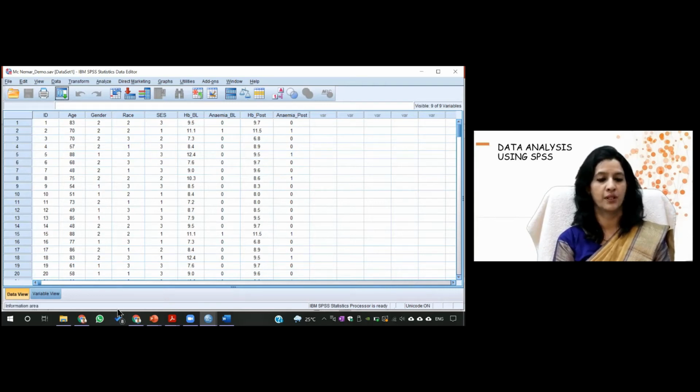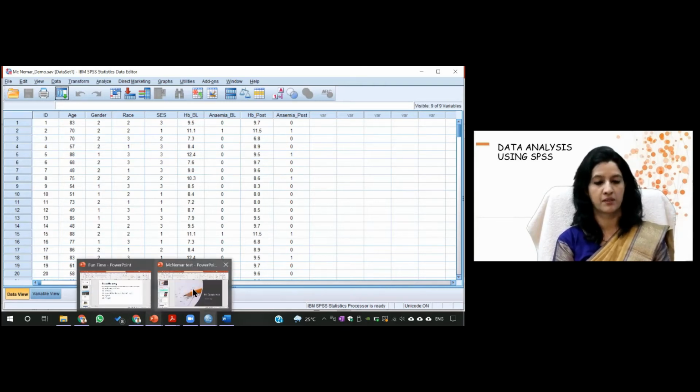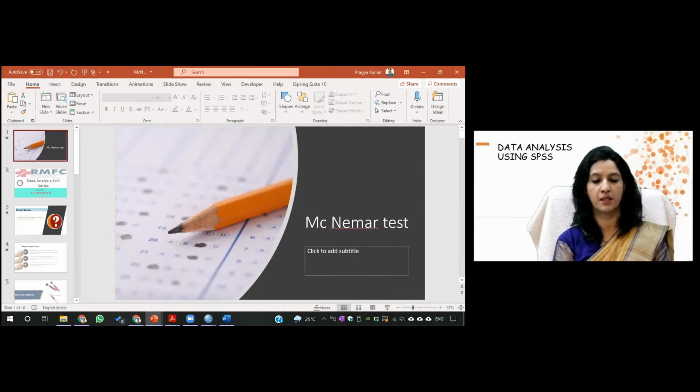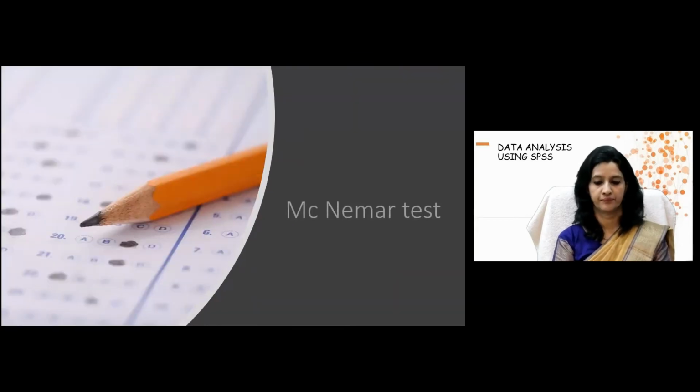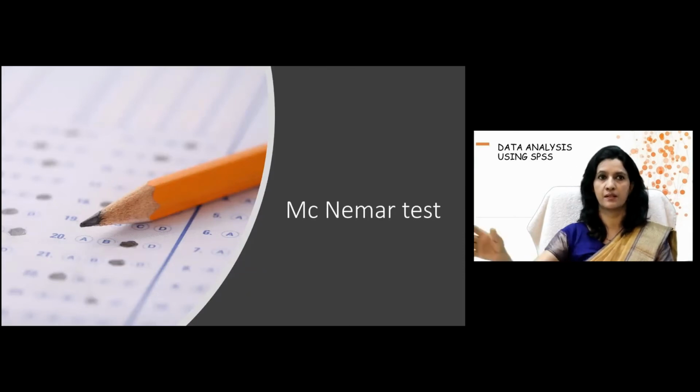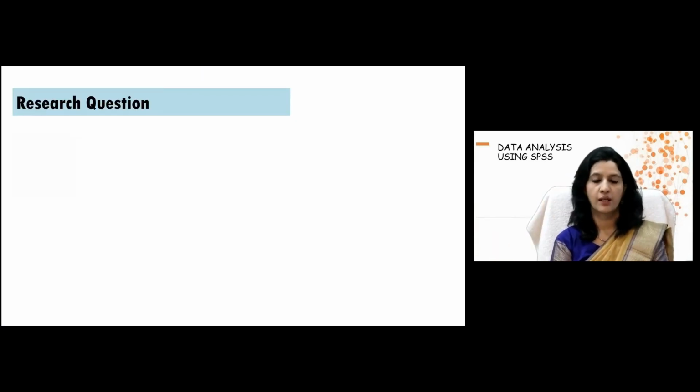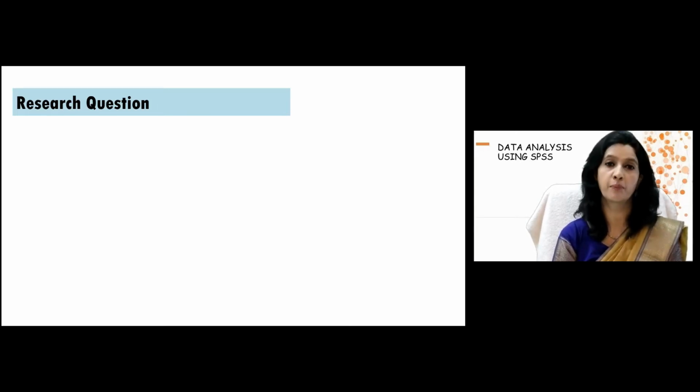Then I'll go to the McNemar test. The McNemar test is very much similar to the paired t-test. The only difference is, in the paired t-test, you compare two continuous variables across two different time points. In the McNemar, you compare the proportion.